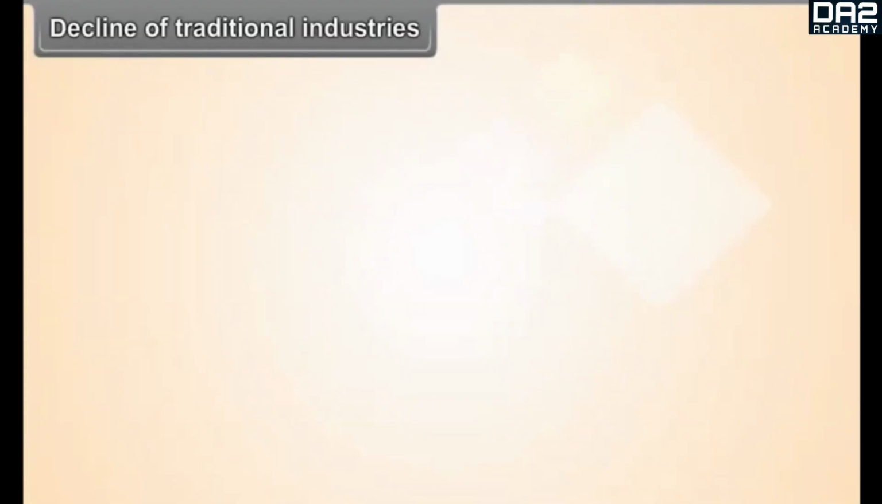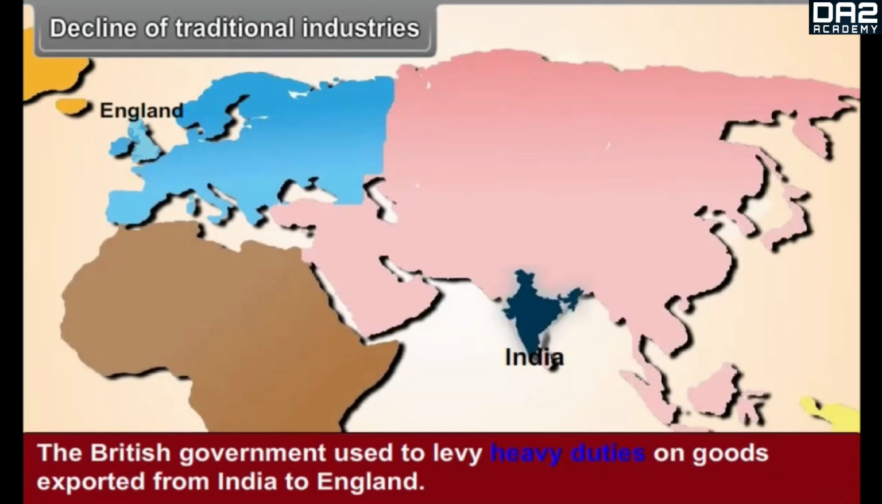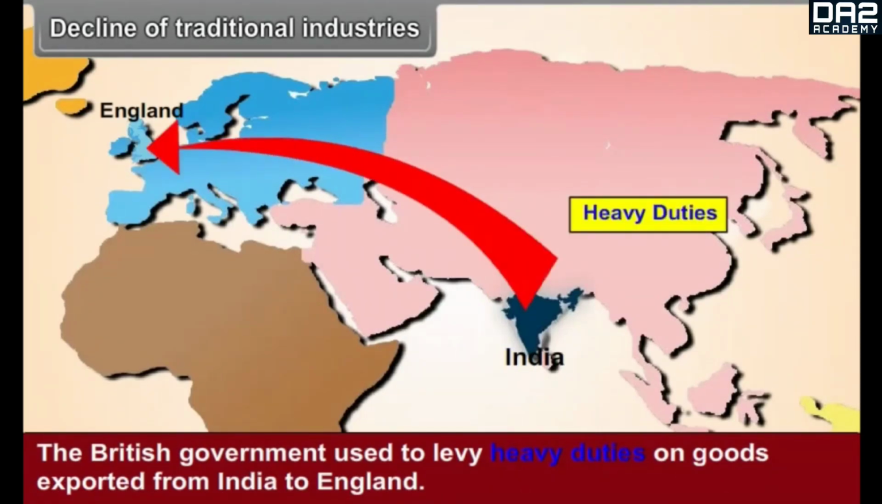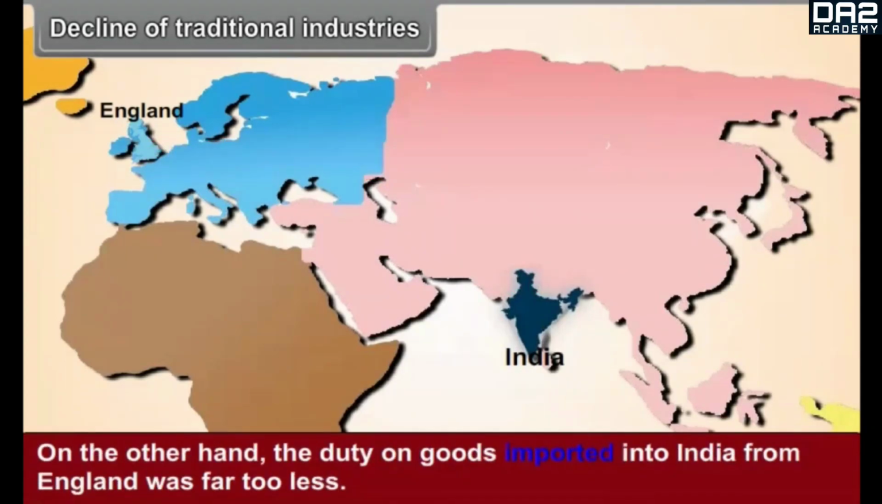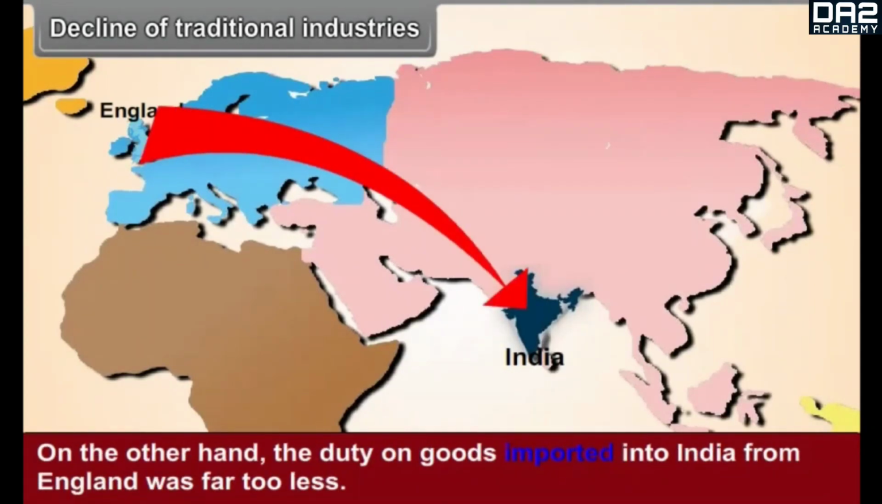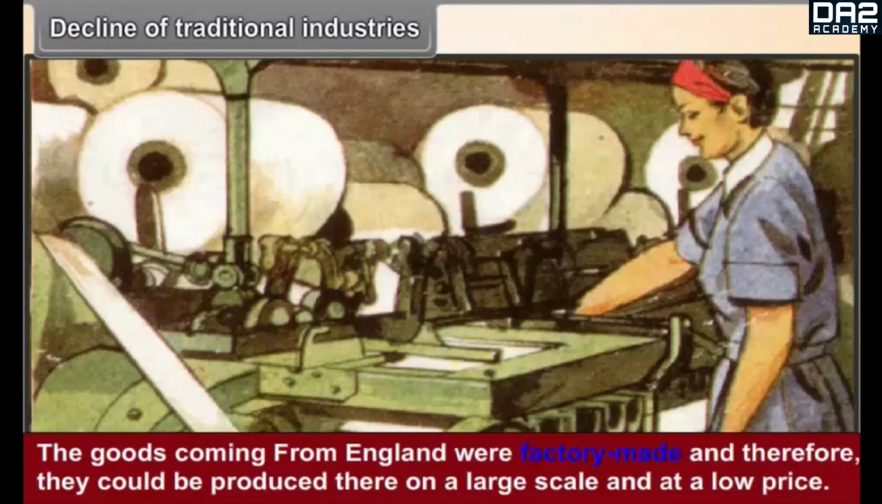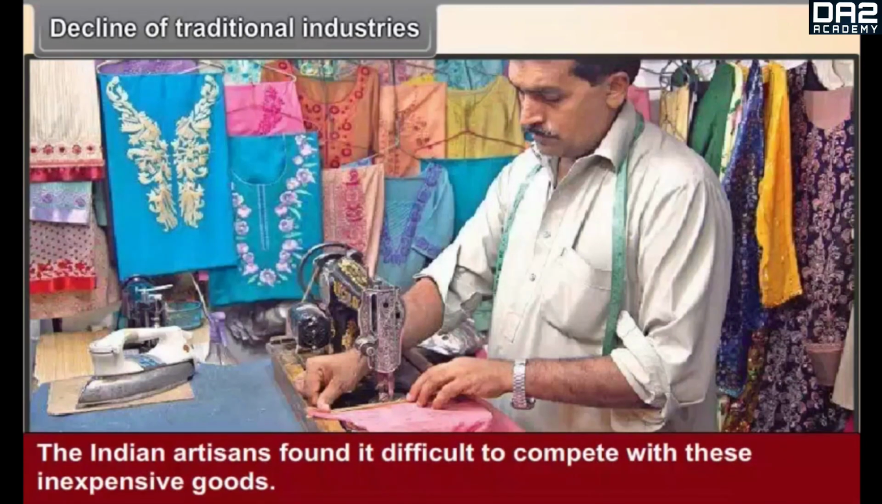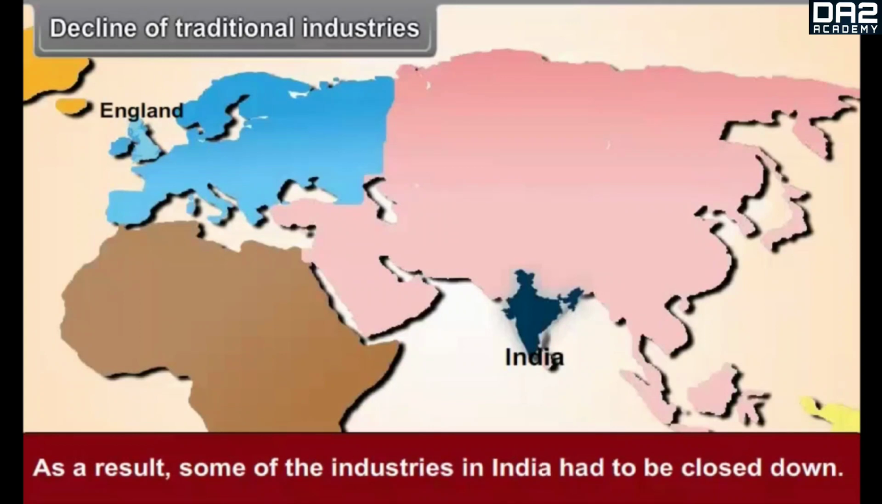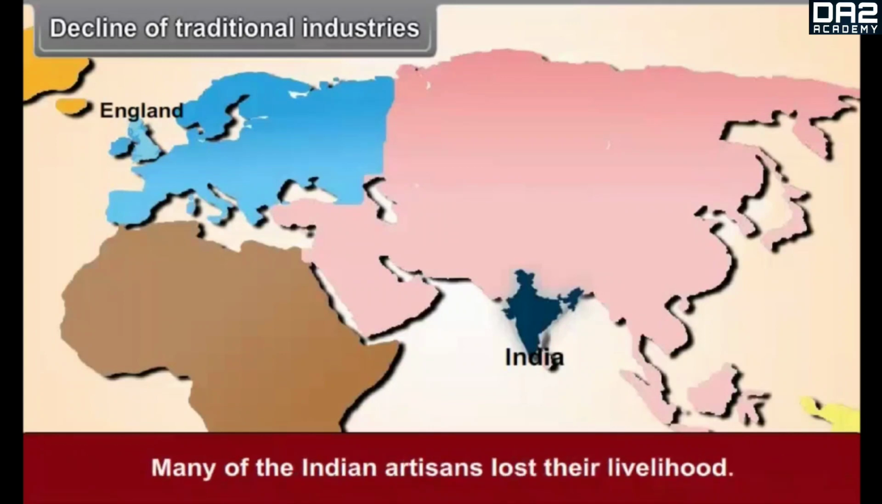Decline of traditional industries. The British government used to levy heavy duties on goods exported from India to England. On the other hand, the duty on goods imported into India from England was far too less. The goods coming from England were factory made and therefore they could be produced there on a large scale and at a low price. The Indian artisans found it difficult to compete with these inexpensive goods. As a result, some of the industries in India had to be closed down. Many of the Indian artisans lost their livelihood.